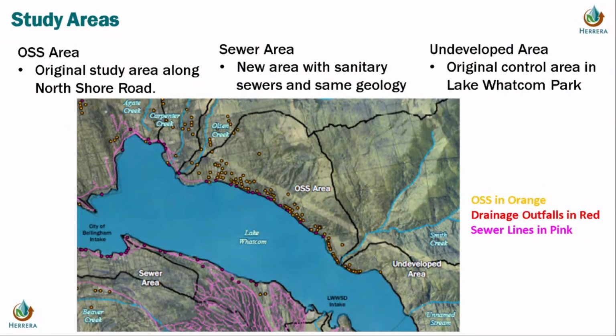So here we have our 3 study areas. The OSS areas on the north shore of Lake Whatcom are shown with the 100 or so orange dots representing septic systems and the 20 or so red dots representing drainage outfalls that were sampled. The new sewer area that we sampled is located across the lake, in the area served by sewer shown in pink, located between the city of Bellingham intake on the northwest and the district's intake to the southeast. The undeveloped area is located beyond Smith Creek, southeast of the OSS area in Lake Whatcom Park, where there are no known human sewage or septic sources.